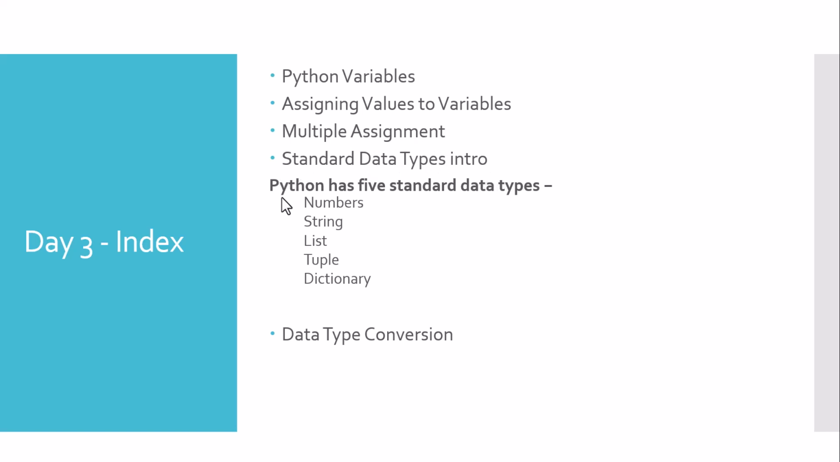Okay, there are 5 standard data types in Python basically. That is numbers, string, list, tuple and dictionary, and these are the important data types in Python: numbers, string, list, tuple, dictionary. And then in the last we will learn how we can do data type conversion, that means how we can convert the values from one data type to another data type. Okay, so let's get started.